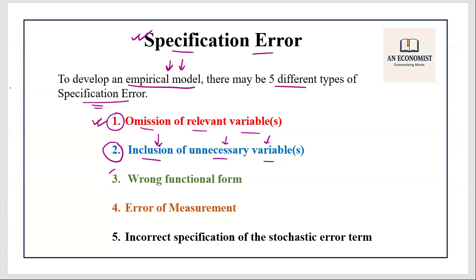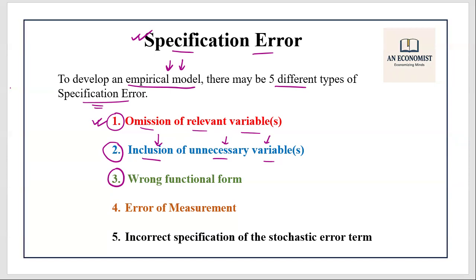Now the third type of specification error will be due to wrong functional form. Suppose your original model is in the additive form, but while selecting the model for your research, you have taken a multiplicative form.